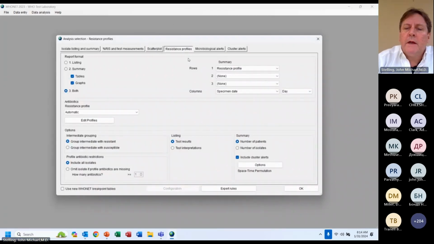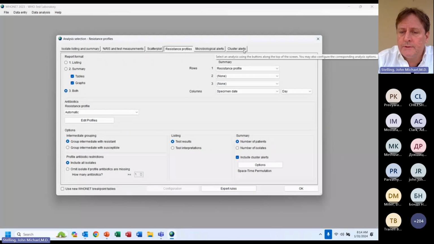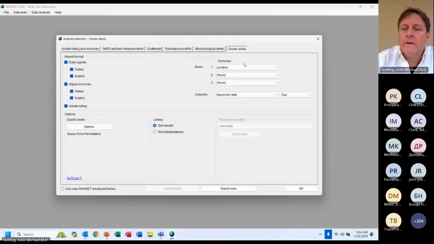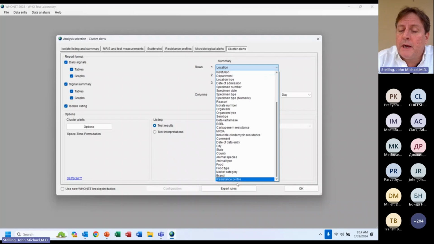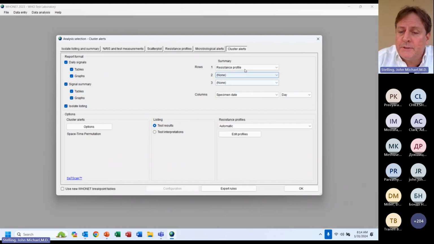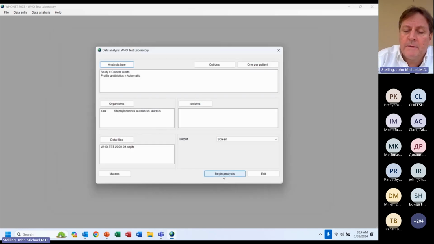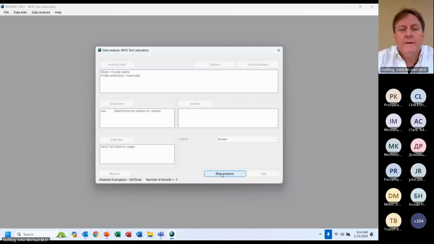Analysis type. I will now choose Cluster Alerts. When I did this before with the Staphylococcus aureus, I chose Location. This time, I'm going to the very bottom of this list, and it says Resistance Profile. It's important. It's a little hard to find. It's at the bottom of the list. But now I can do a resistance profile. I click on OK. I click on Begin Analysis.